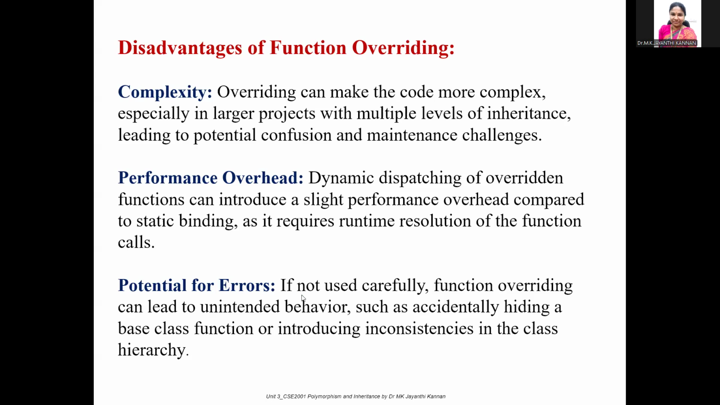And the potential for errors: if not used carefully, function overriding can lead to unintended behavior, such as accidentally hiding a base class function or introducing an inconsistency in the class hierarchy. So function overriding may accidentally hide the base class, because the derived classes are always overriding the base class or the parent class. It makes the base class functions not executed. Whenever we call the function, always the derived class function will be executed.